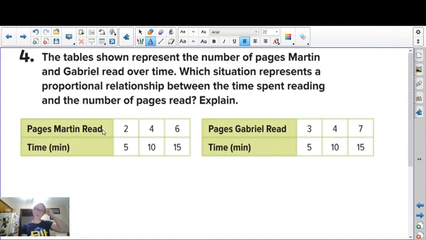And last one. The table shown represents the number of pages Martin and Gabriel write over time. Which situation represents a proportional relationship between the time spent reading and the number of pages read? Why don't you pause this one? I want you to try it. Figure out who has the proportional amount.